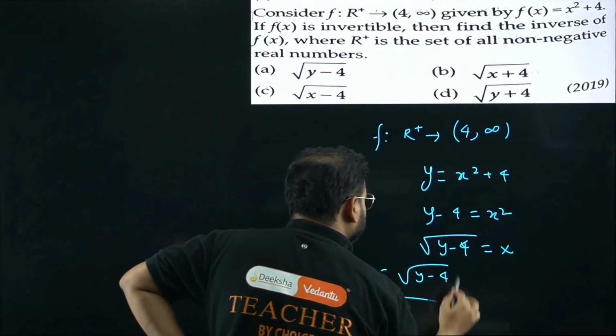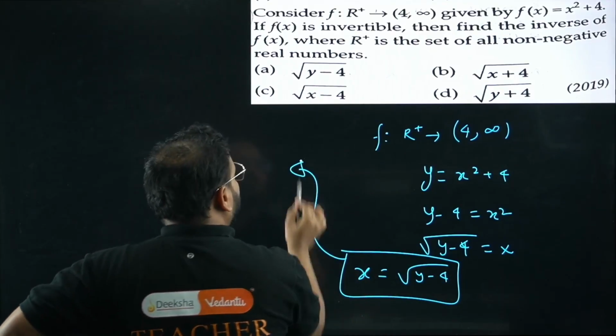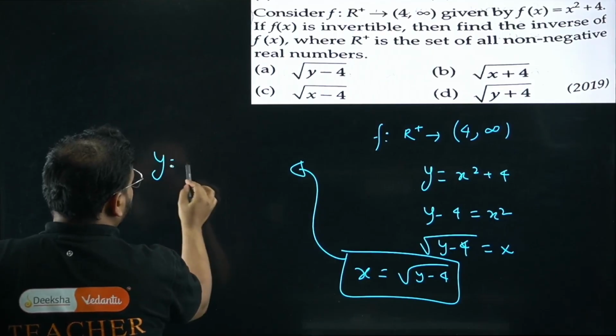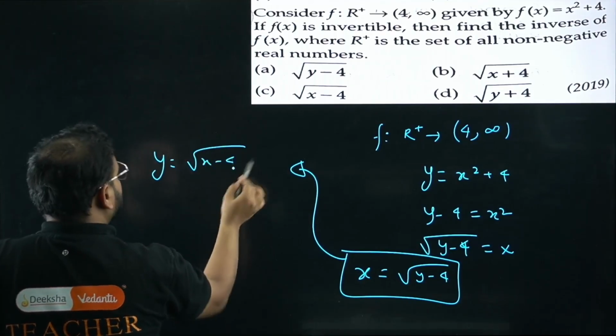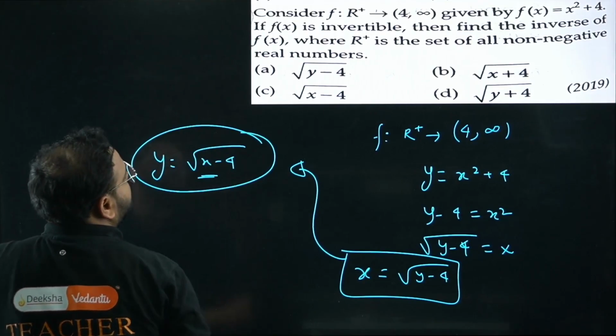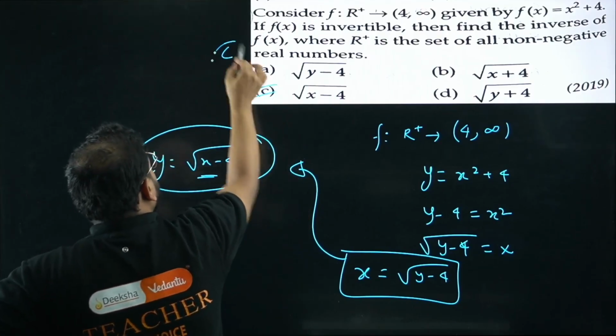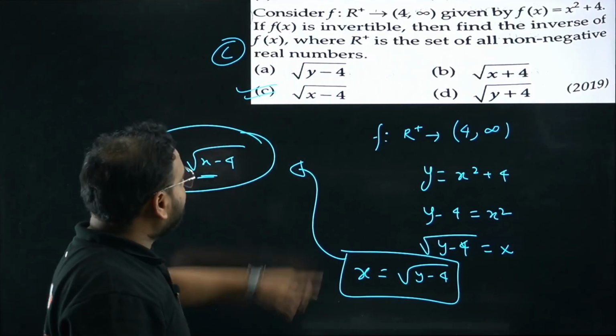This is an invertible function, but you have to convert back into the variable of y only, no? So it'll become y equals root of x minus 4. That's your function actually. So this is your answer. Option C is correct. Okay? Option C is correct. Sir, why not option A?